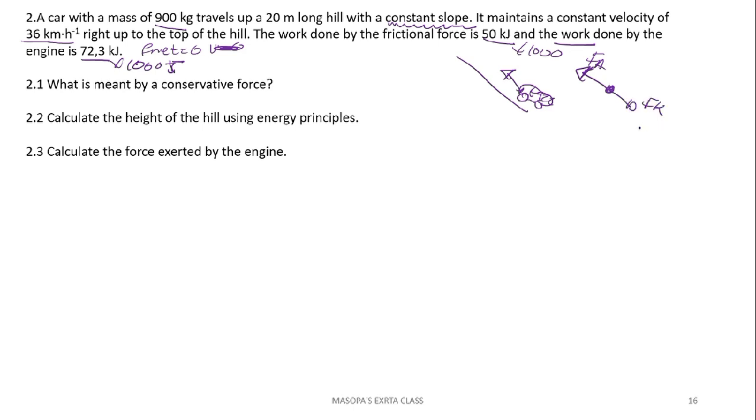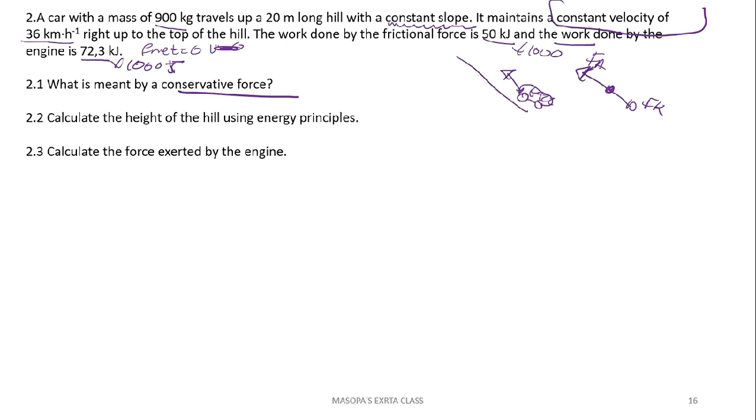And then they said what? Constant velocity. That means that anything concerning velocity, we don't consider it, because they give us constant velocity. Now, what is meant by conservative force? You know that a conservative force is a force for which the work done in moving an object between two points is independent of the path taken.